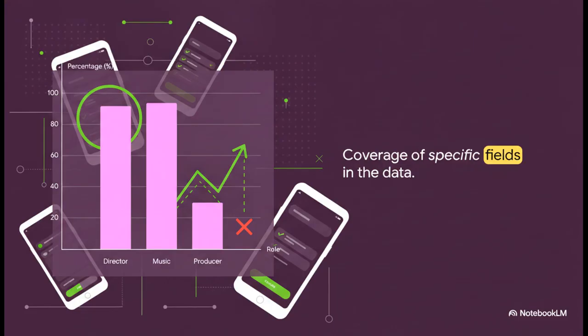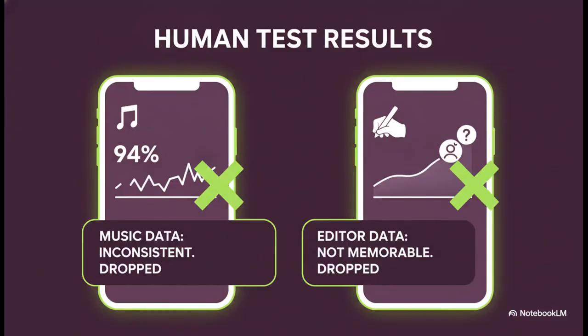When they looked at specific fields, director data was there 92% of the time. Music data, 94%, highly usable. But producer data, that plummeted to a really dismal 30% coverage on Wikidata. And this leads to what we call the human test. Because just having data availability doesn't mean it translates to a good question.